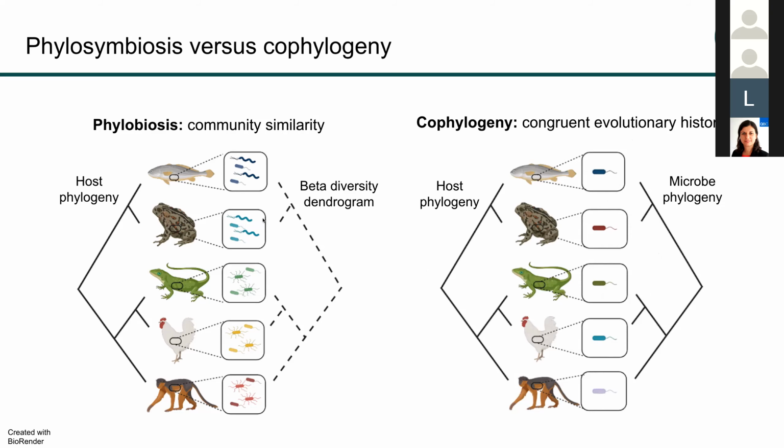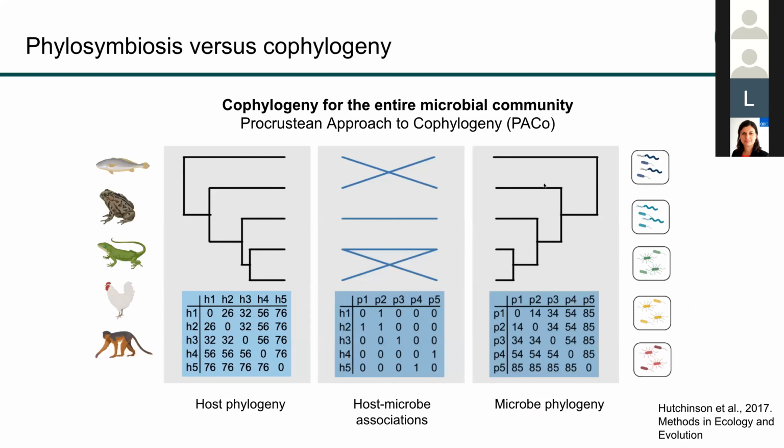So this is a bit more resolved than looking at the whole community. It gets a little bit more complicated because you can actually do cophylogeny for the entire microbial community at the same time using the Procrustean approach for cophylogeny or others. The advantage here is that you can look at the whole community, but then you can also parse the results, as I'll go into here in a second.